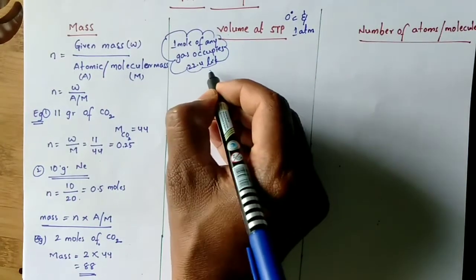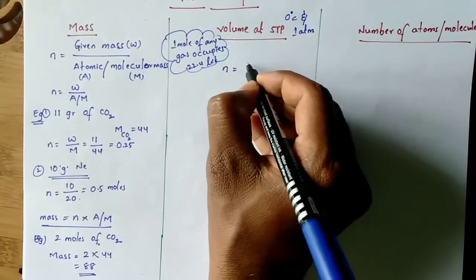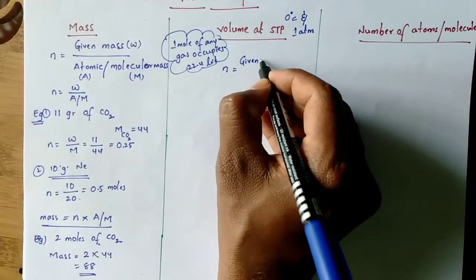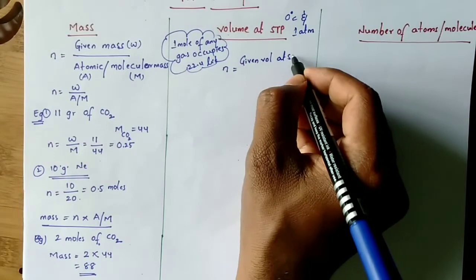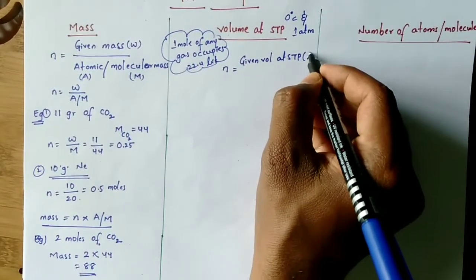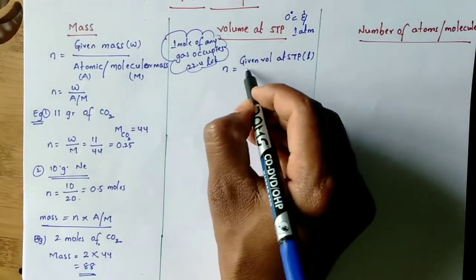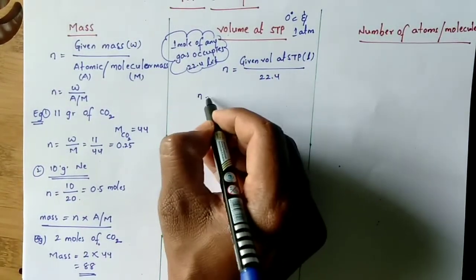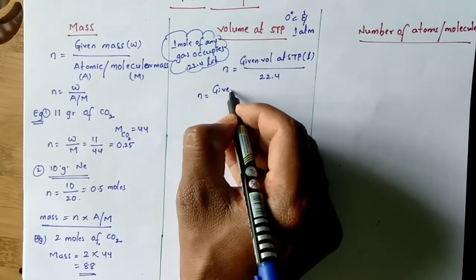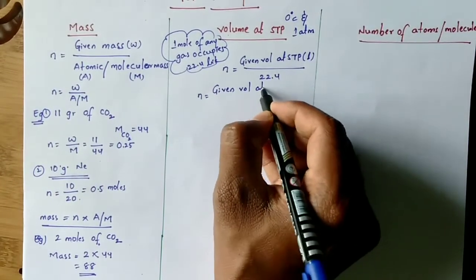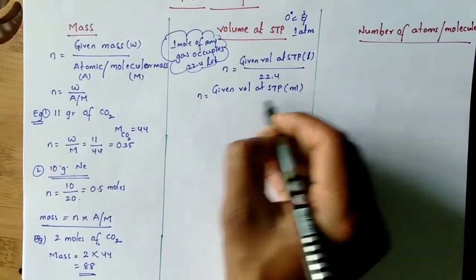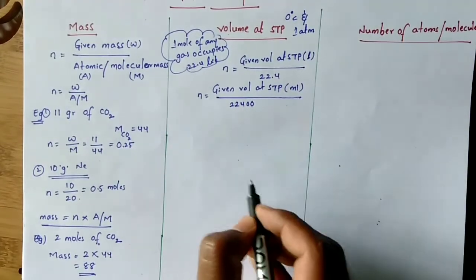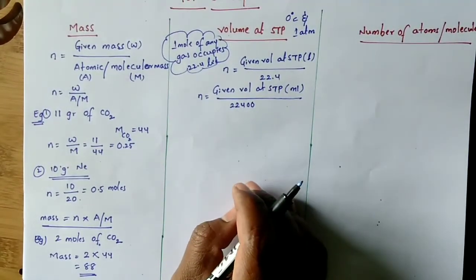So how do we find the number of moles? Number of moles equals given volume at STP. This must be at STP. If you take the volume in liters, divide by 22.4. If you take the given volume at STP in milliliters, then divide by 22,400. This is the formula to find the number of moles.